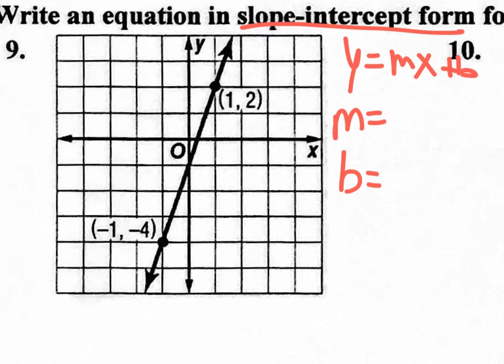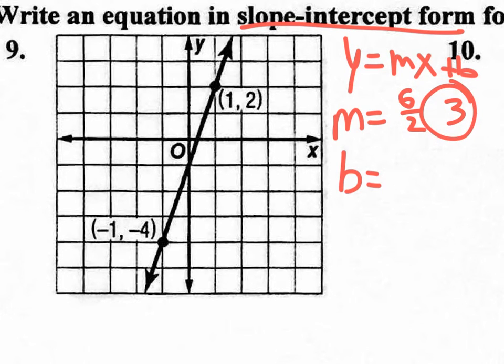But why would you do that if you already have the graph? You could simply count from one point to another. How much do you rise? 1, 2, 3, 4, 5, 6. How much do you run? 1, 2. So it's really 6 over 2. And 6 over 2 reduces down to 3. So your slope is 3.